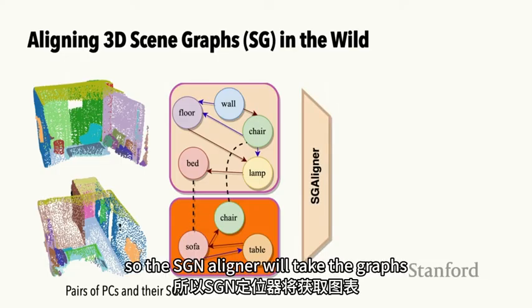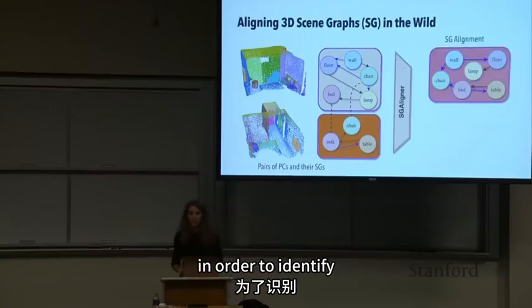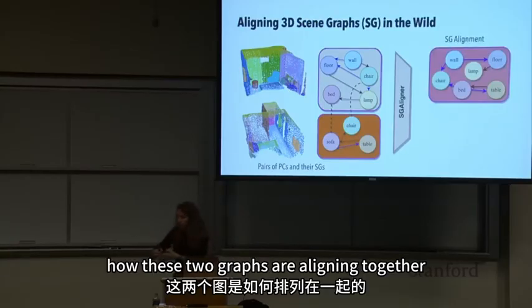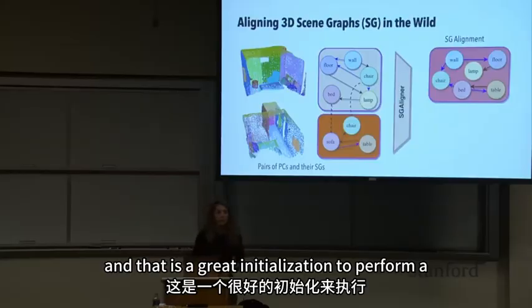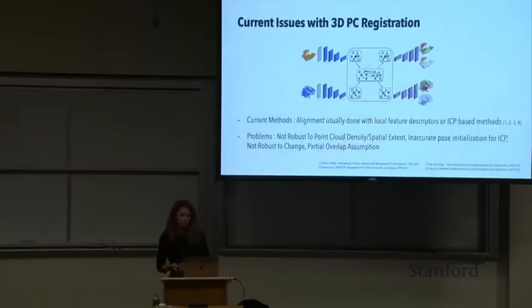So the SGLiner will take the graphs. It will essentially perform node matching in order to identify how these two graphs are aligning together, and that is a great initialization to perform a task such as point cloud registration or point cloud mosaicing.